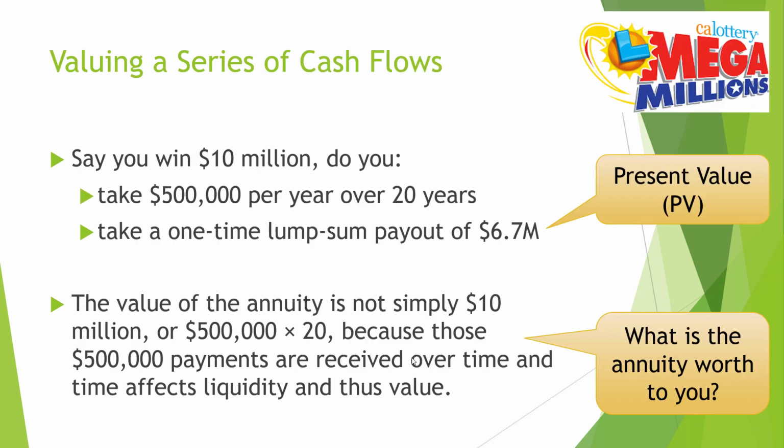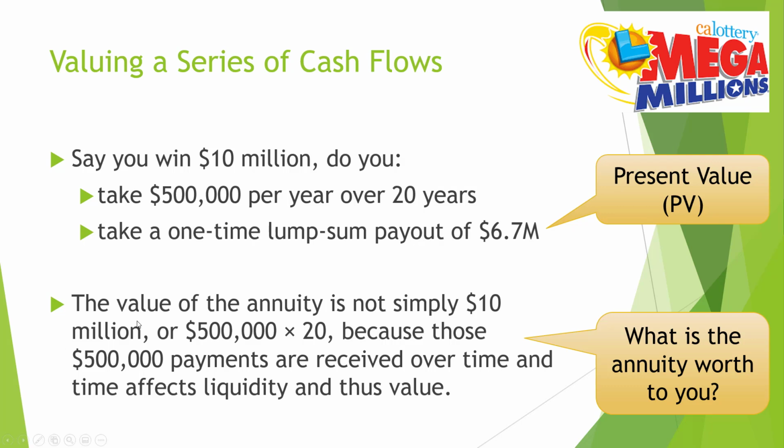So let's look at an example of valuing a series of cash flows. Say you win $10 million and the lottery agency offers you two options. You can either take $500,000 per year over 20 years, or you can take a one-time lump sum payout of $6.7 million. That $6.7 million, if you got it today as a lump sum, that's your present value. That's the cash they would give you right then and there, and that's your most liquid option, right? Whereas the $500,000 per year over 20 years is the annuity, the series of payments. It's the same amount every year for 20 years.